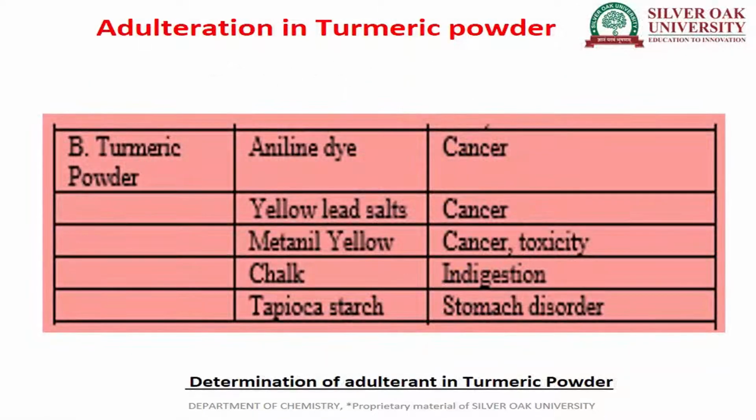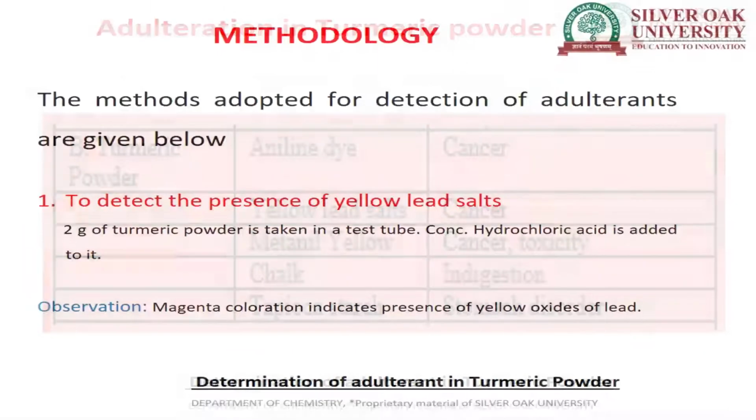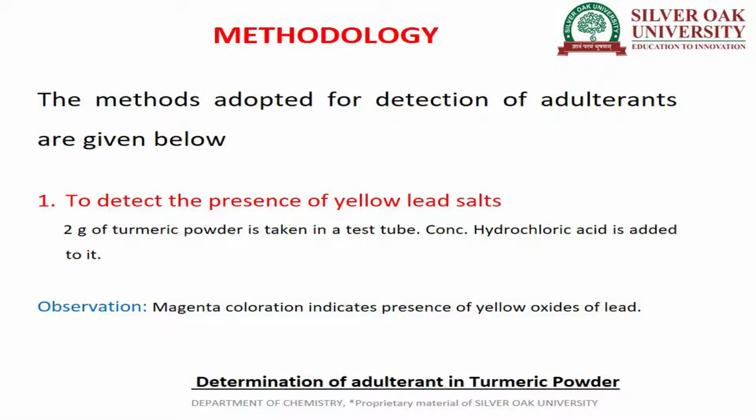Here in the table you can see adulterants like aniline dye, yellow lead salt, metanil yellow color, chalk, etc. are added, which cause cancer, toxicity and indigestion in the body. Let us study the method to find out the adulteration in turmeric powder.